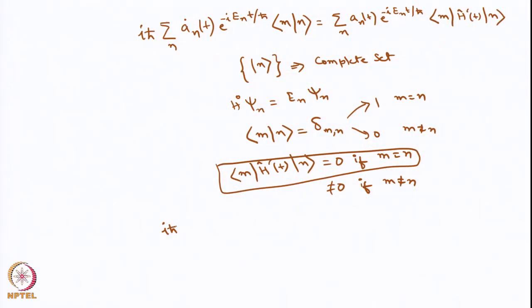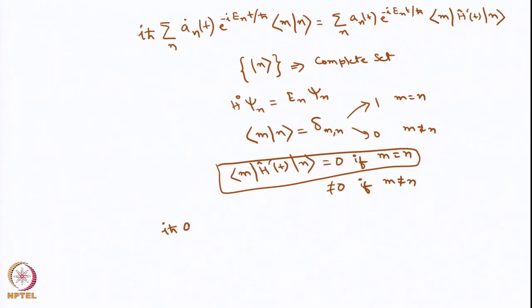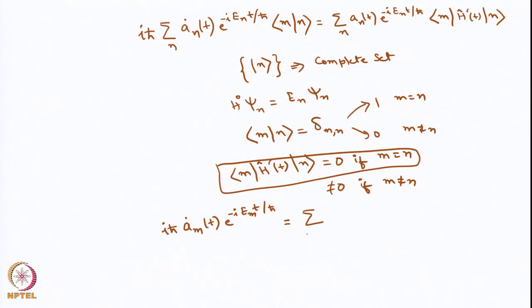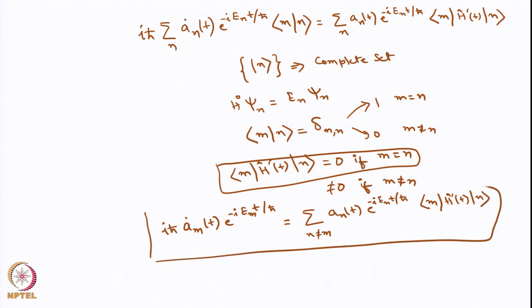So, based on this, this equation will turn out to be i h bar. Now, we can drop the summation because the left hand side of the equation will only survive when m is equal to n. In that case, we will get a m dot of t e to the power of minus i E m t by h bar, and this integral psi m psi m will go to 1, and this is equal to, in the right hand side, all the terms survive other than when m is equal to n. So that means sum over n not equal to m a n of t e to the power of minus i E n t by h bar integral psi m H prime of t psi n. So, we arrived at this equation towards the end of the last class.